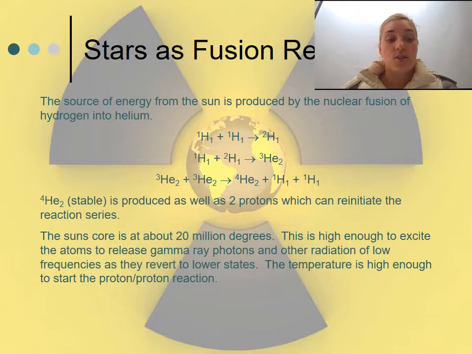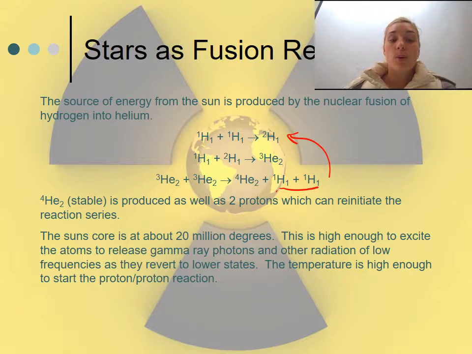So He-4 is produced, that's the stable isotope of helium, as well as 2 protons which can initiate the reaction series. So these 2 protons that are produced here, they can actually continue to undergo fusion and potentially go back to this and continue the cycle.